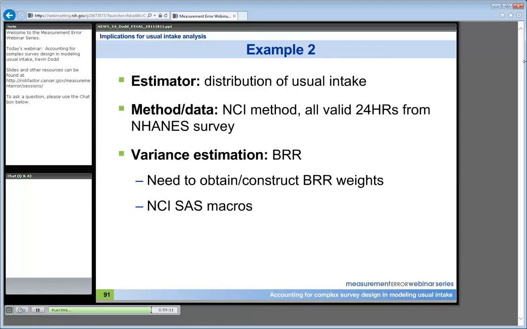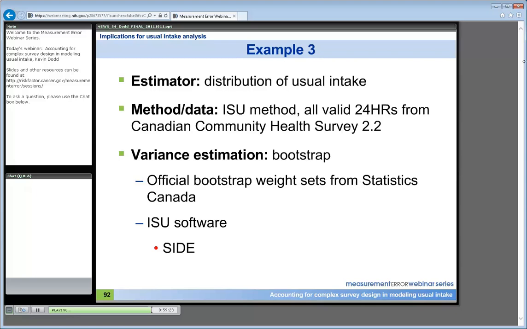But assuming you can get those weights, you can look at the advanced portion of the NHANES dietary web tutorial, which provides a detailed walkthrough of how you'd actually go through this analysis.